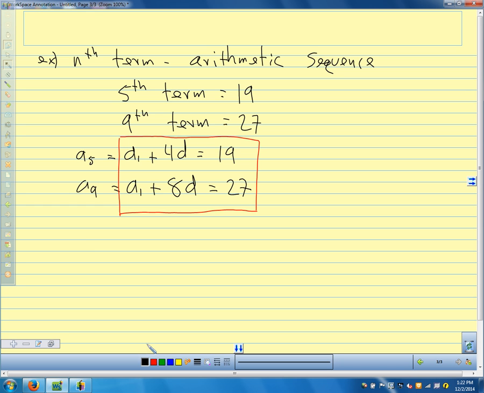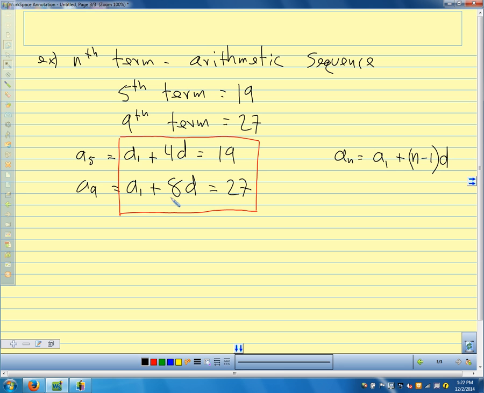Just subtract. What were we going to say? Where did you get 4 and 8? This one? Yeah. Remember our nth term formula, a sub n is a sub 1 plus n minus 1 times d. And here n is 5 for the fifth term. Okay? And this is the ninth term, so n minus 1 is 8. Okay? All right, so what did we say?